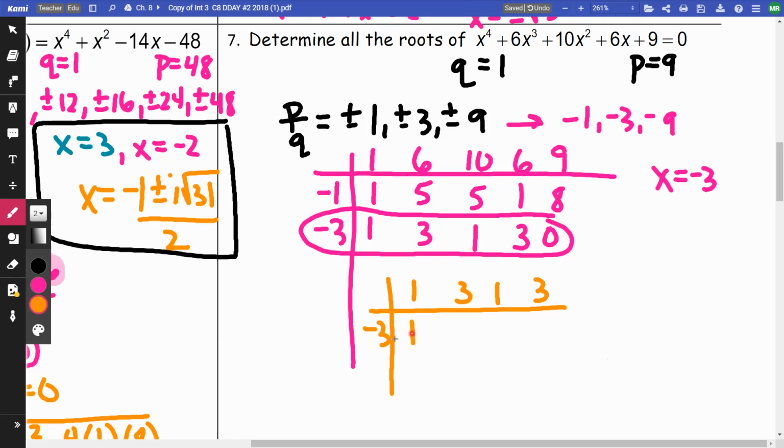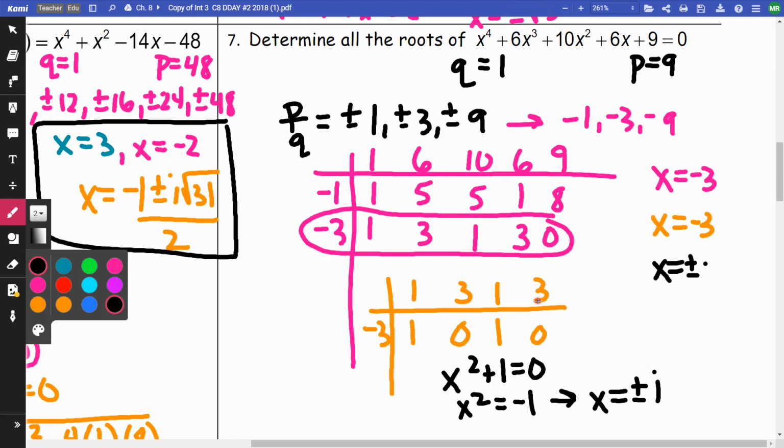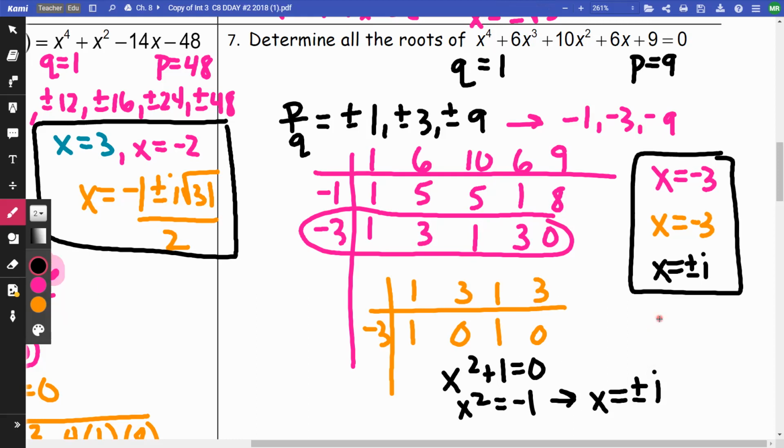Bring down my 1. 1 times -3 is -3. I add it to 3, I get 0. 0 times -3 is 0. I add it to 1, I get 1. 1 times -3 is -3. I add it to 3, I get 0. So I had x equals -3, so I have it as a double. And now I'm going to take this x squared plus 1 and solve that. So I'm going to get x squared equals -1, which is going to be x equal positive and negative the square root of a -1, which is i. So I have x equal plus or minus i. So you see that I have -3 as a double, and then I have the conjugates plus or minus i.